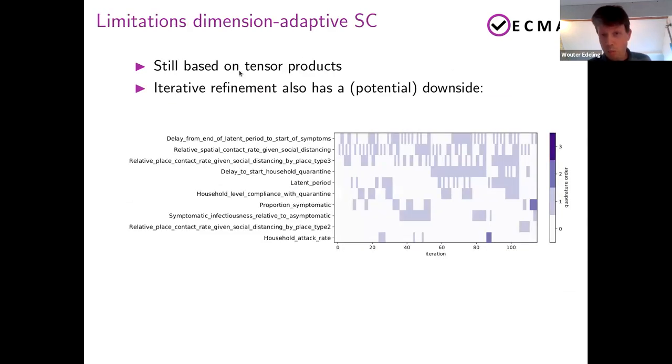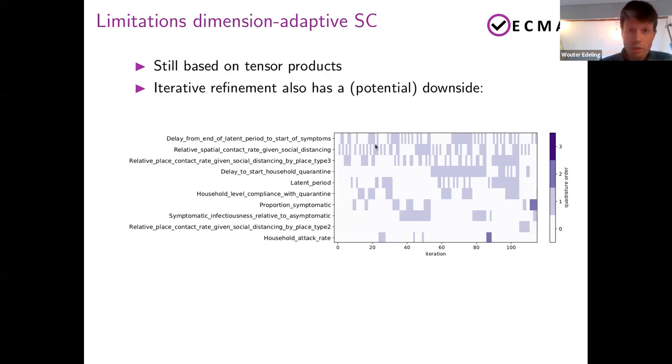It's still based on tensor products though, right? So you don't get around that. It's still a tensor product based approach. And if you then visualize the refinement, you get a similar plot like this, right? Iteration number and inputs on the vertical, and the colors denote which combination of inputs got refined at what time.